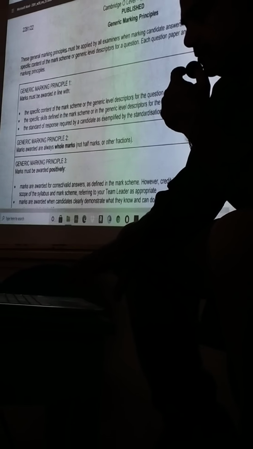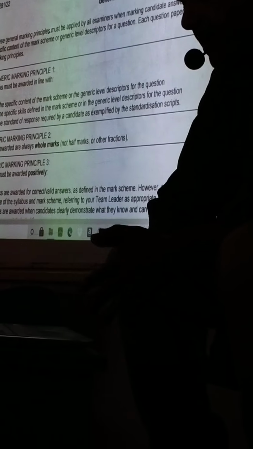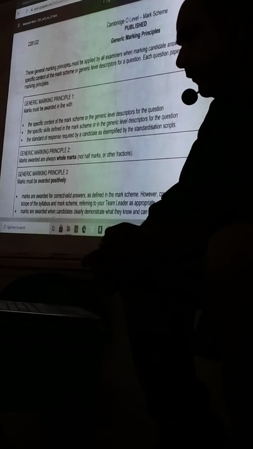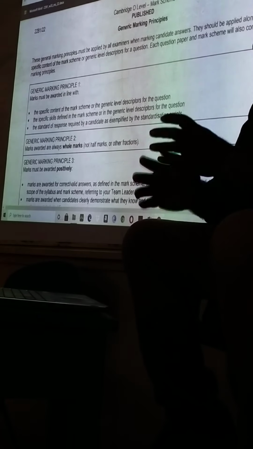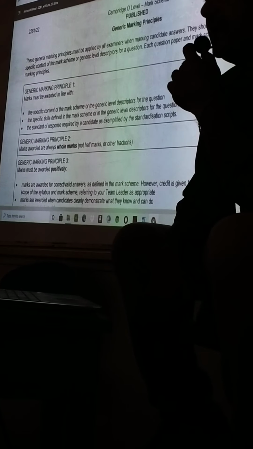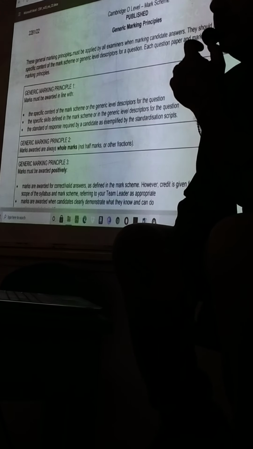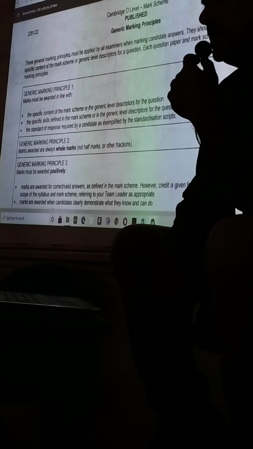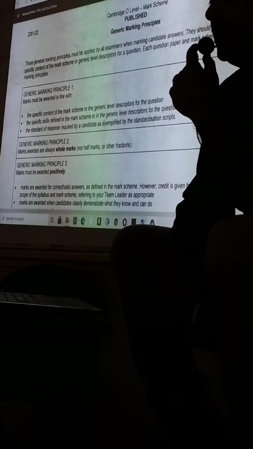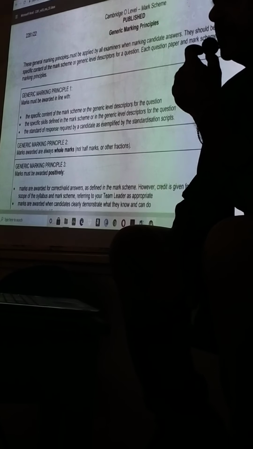Okay, another thing, generic marking principle 1. Marks must be awarded in line with the requirements, the specific content of the marking scheme, or the generic level descriptors for the questions. That means if you write whatever is given in the mark scheme, you will get a mark. But if you write something else, but it is very logical and it is not wrong according to economic theory, you will still get a mark.